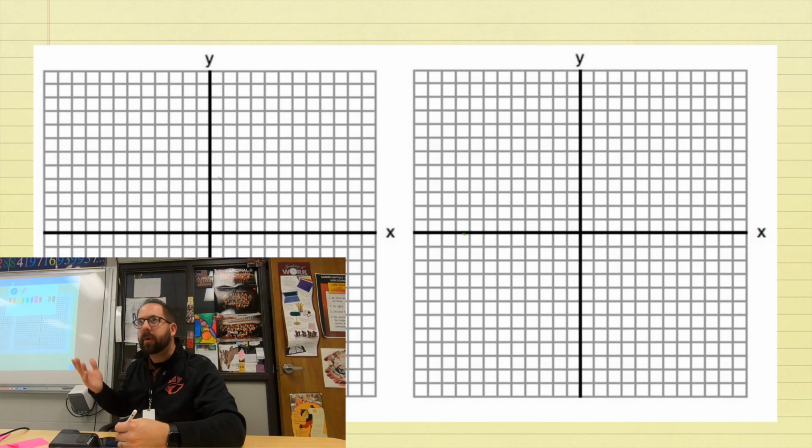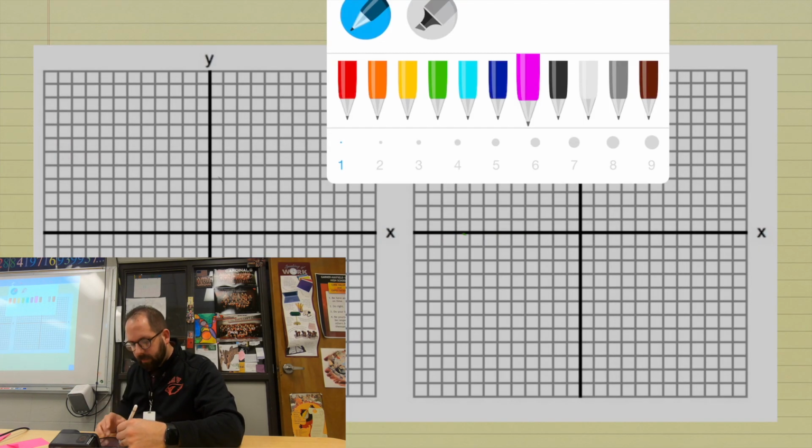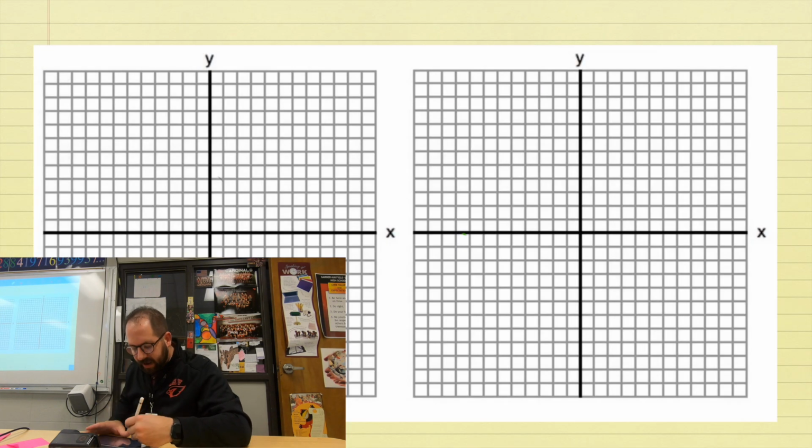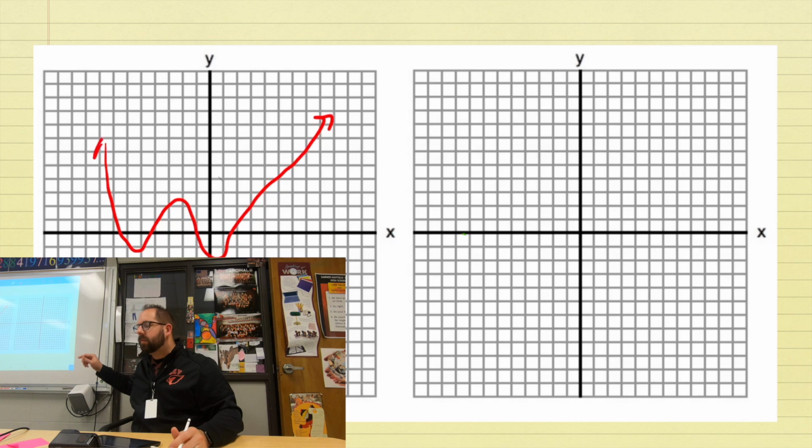So let's do another one. I've got 3 more examples I want to do, and then we're done. So let's do my next graph here. So let's say this graph. Let's do something like this. So now it's kind of going up and down, right?